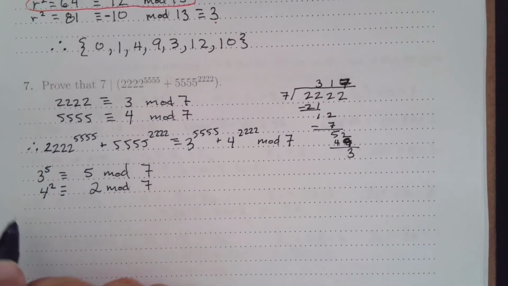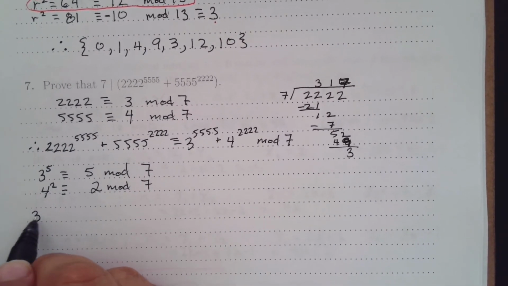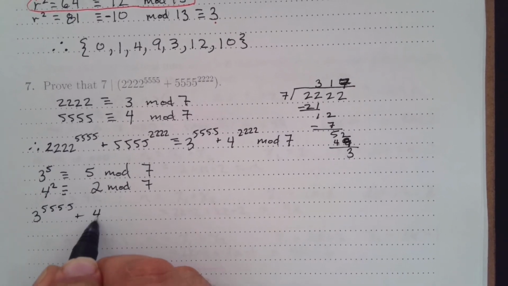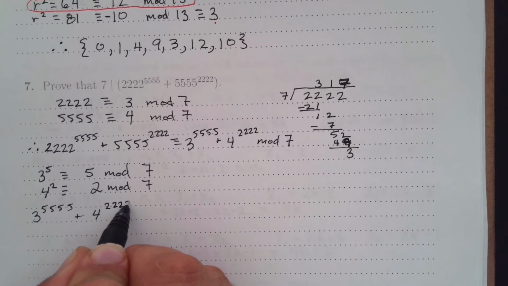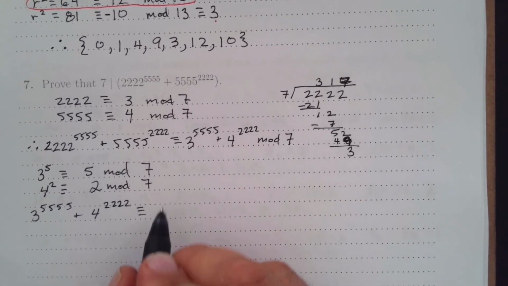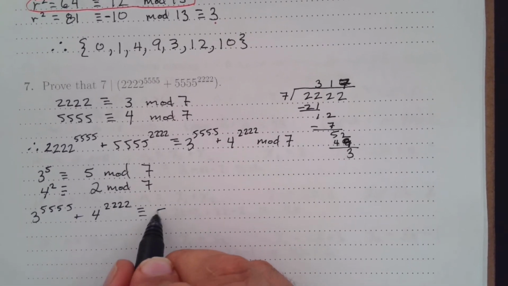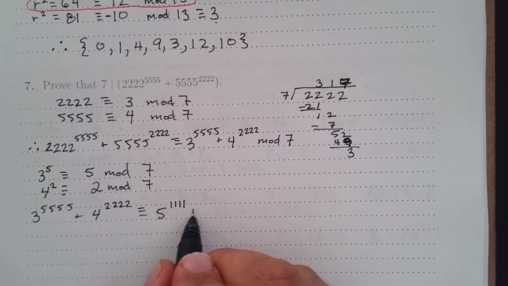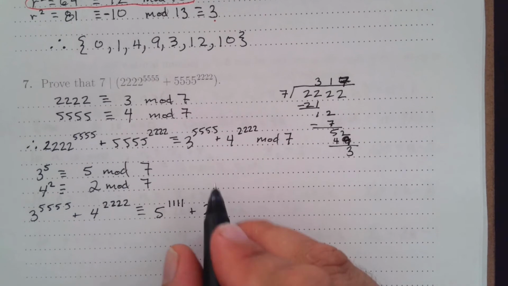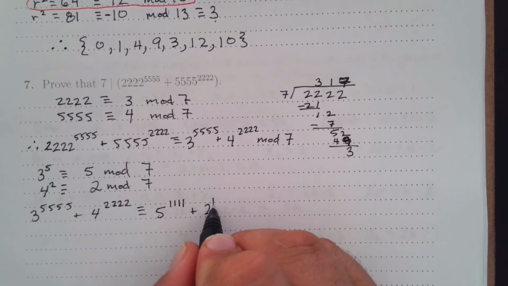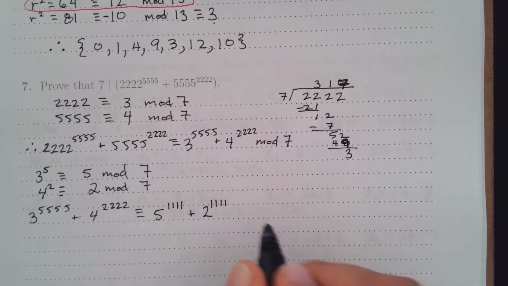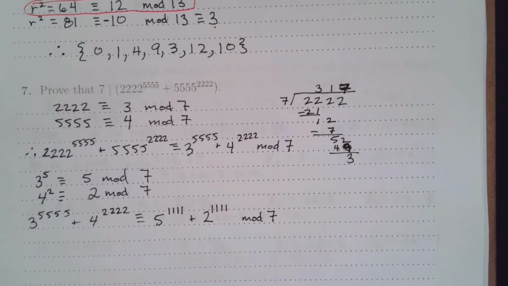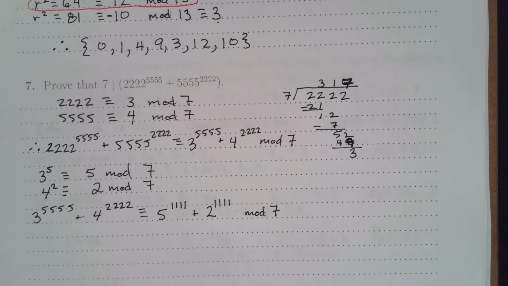So what does that tell us? That tells us that 3 to the 5,555 plus 4 raised to the 2,222 is equivalent to 5 raised to the 1,111 plus 2 raised to the 1,111 mod 7.